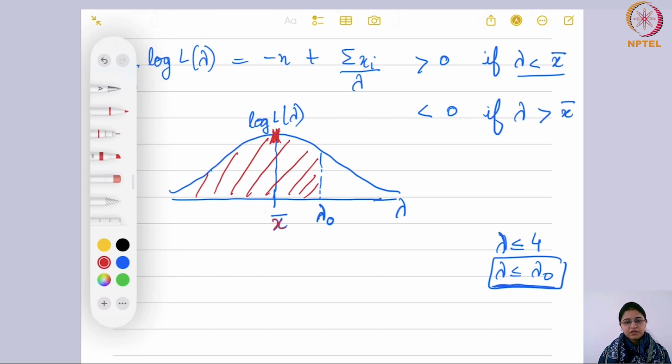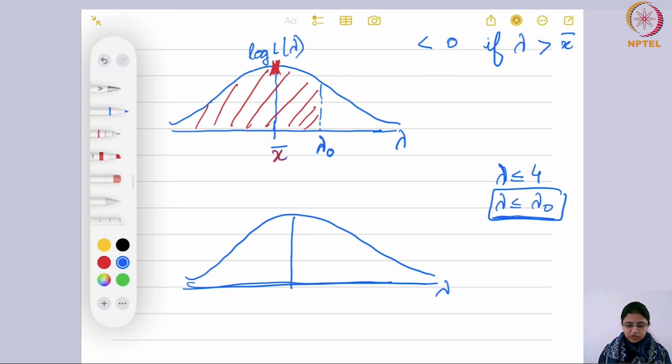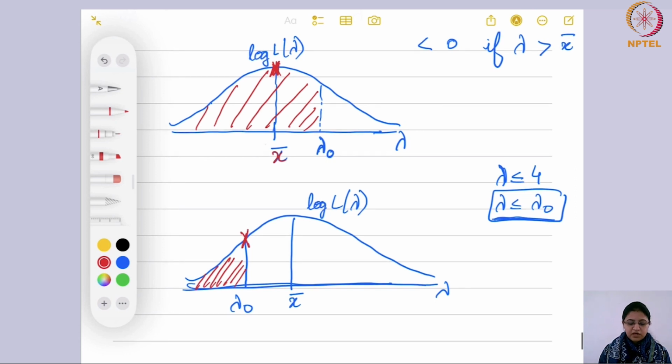sample mean, right? In the other situation, if you plot again, this is lambda, it's increasing. Here you have the sample mean, but your lambda naught is coming to the left-hand side. Lambda naught is less than the sample mean. In this case, this is your log L lambda. Your interest would be, because lambda is less than or equal to lambda naught, in focusing on this area. Now here the maximum will be achieved at this point.